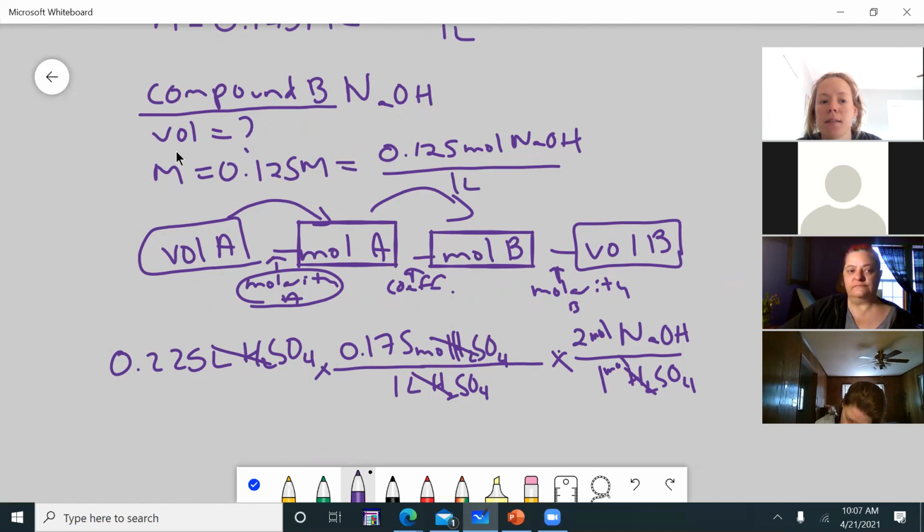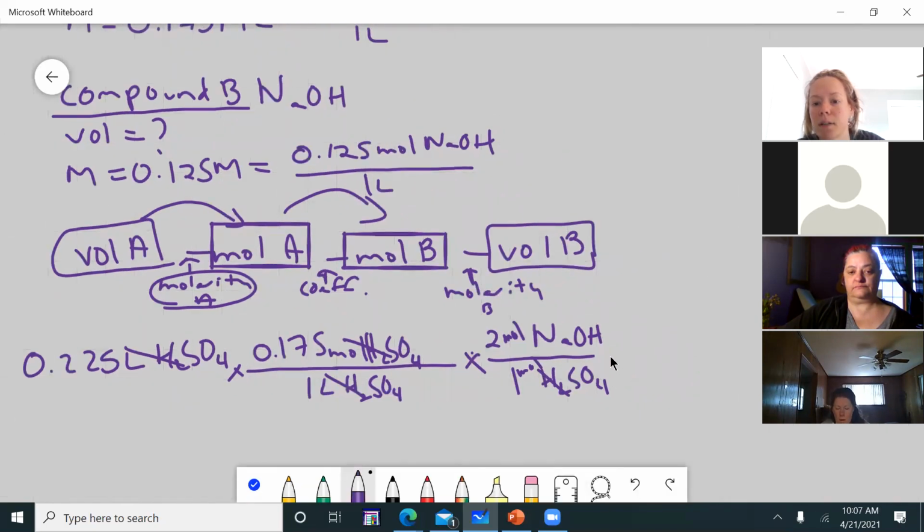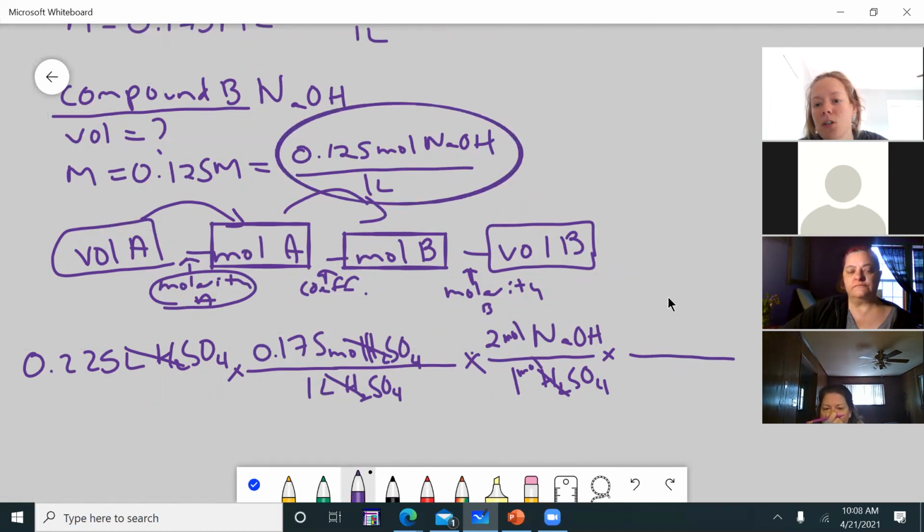The final thing is to get to our volume of B. And in order to do that, we need to use the molarity of B. So I need to use this thing here. Do I want to put it in just like that? Well, what is dimensional analysis all about? It's always about canceling units, right? So if I want volume, I want to put liters on top. And if I want to get rid of moles, I want to put the mole on the bottom.